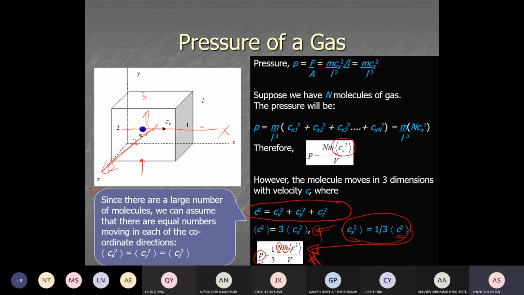And now speed: the pressure is found to be proportional to the mean square speed. For the first time, we found a pressure formula in terms of speed, and this speed is something unique. It is called mean square speed. And the pressure is found to be inversely proportional to the volume.